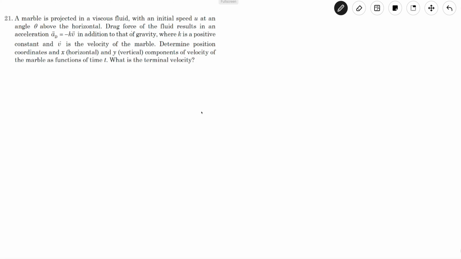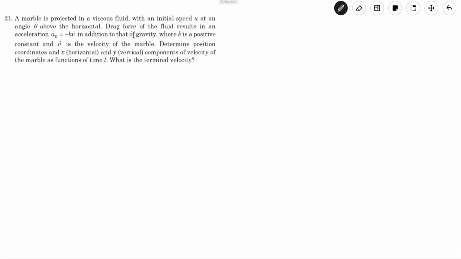So now let's get started with another elegant question from Pathfinder. Problem number 21 from Kinematics. Okay, the problem says that a marble is projected in a viscous fluid with an initial speed u at an angle theta above the horizontal.